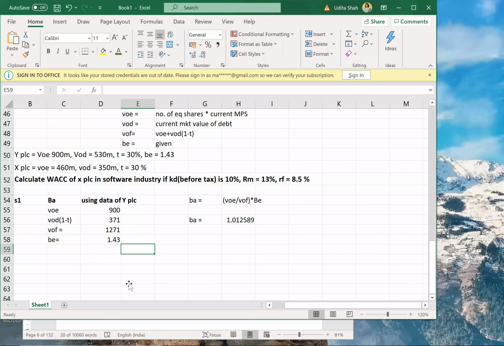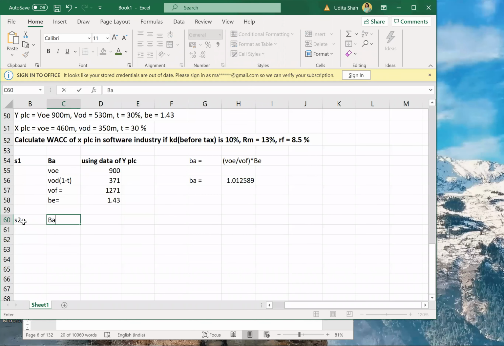Okay. Now let us go to step two. Step two, again I am going to calculate beta of asset, but now using data of X PLC.